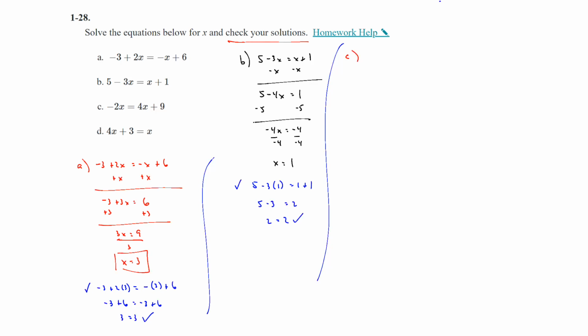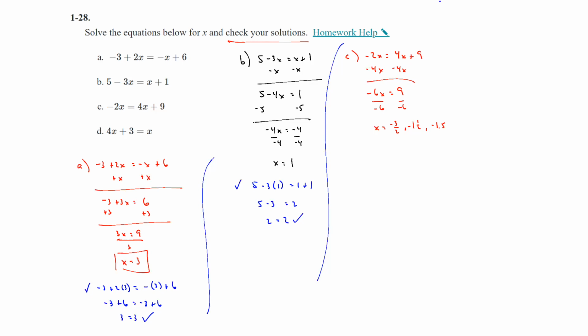Alright, on to C. Now on C, we don't have a constant on the left side of the equation. So we want to be careful. We don't really want to add 2x to the other side. We'd rather subtract probably 4x. That way we have the variable term on the left and the constant on the right. Divide both sides by negative 6. You can either write it as a fraction, negative 3/2. You could write it as negative 1 1/2 or negative 1.5. Lots of different options there. They're all simplified, so they would be perfectly fine answers.